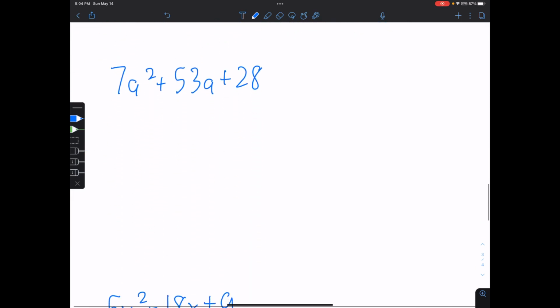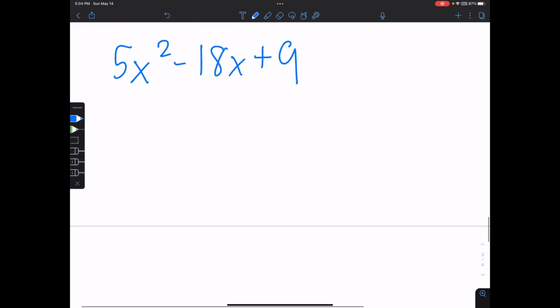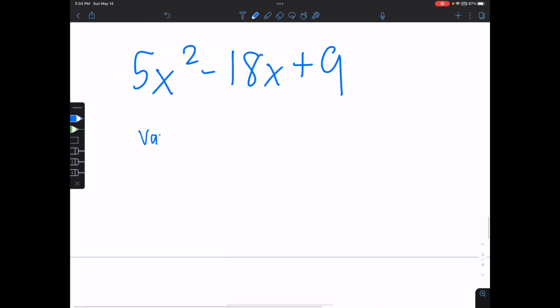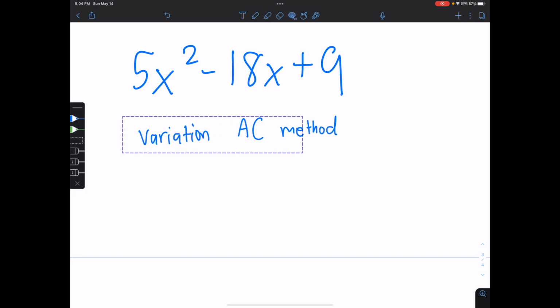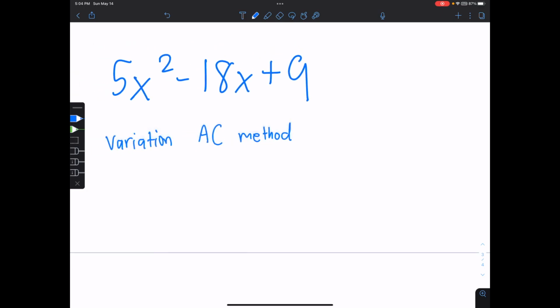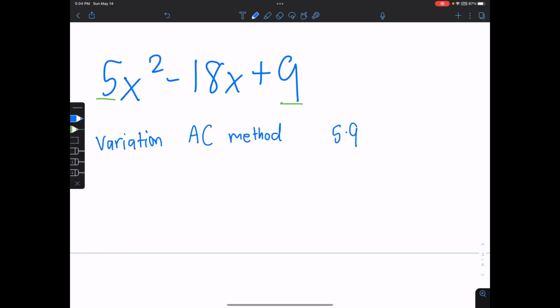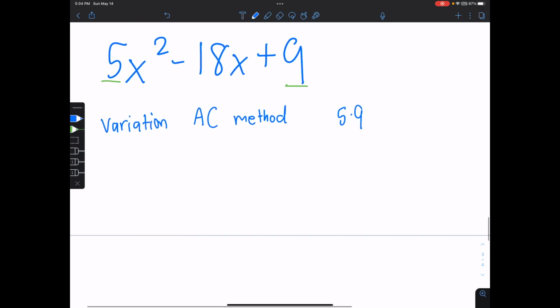Now, the last way I'm going to do it on this problem is a variation of the AC method. This is the way that I do it, okay? You still multiply your A value by your C value, right? 5 times 9, and then you do the same thing. You think of two numbers that multiply to 45, but add to negative 18, right?